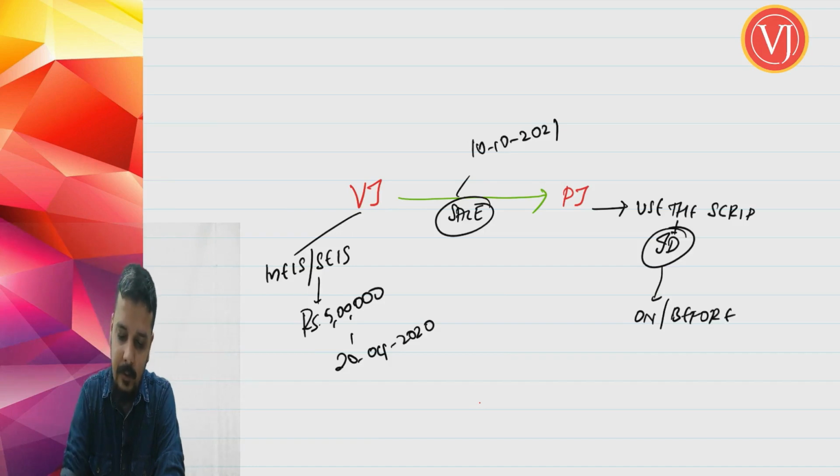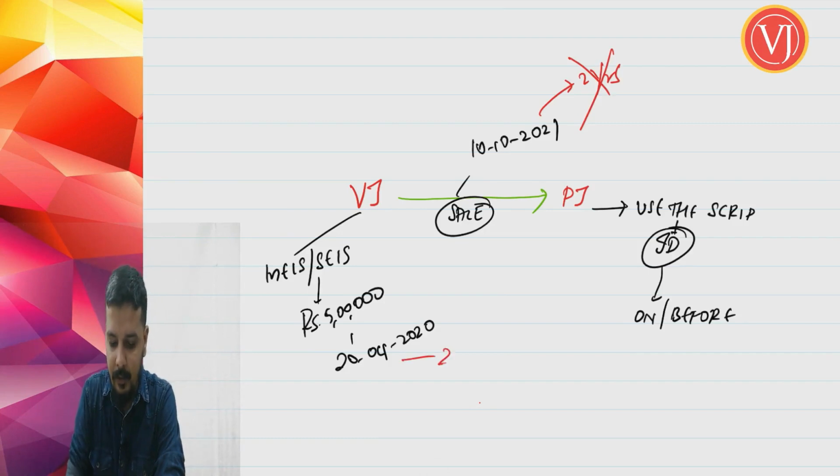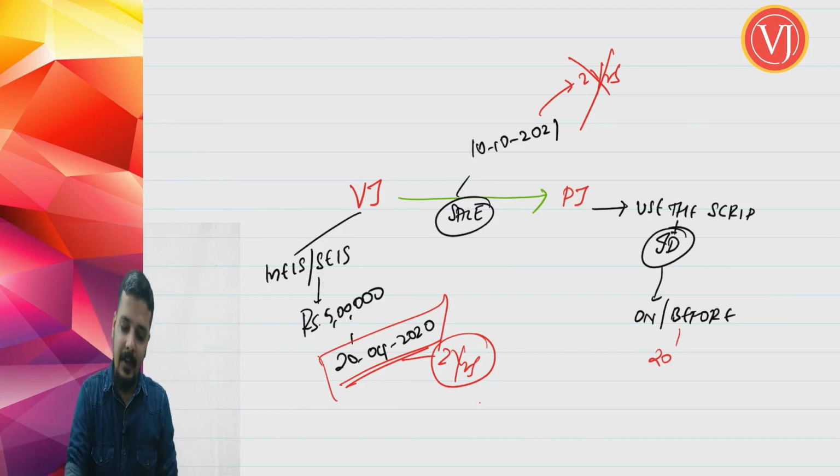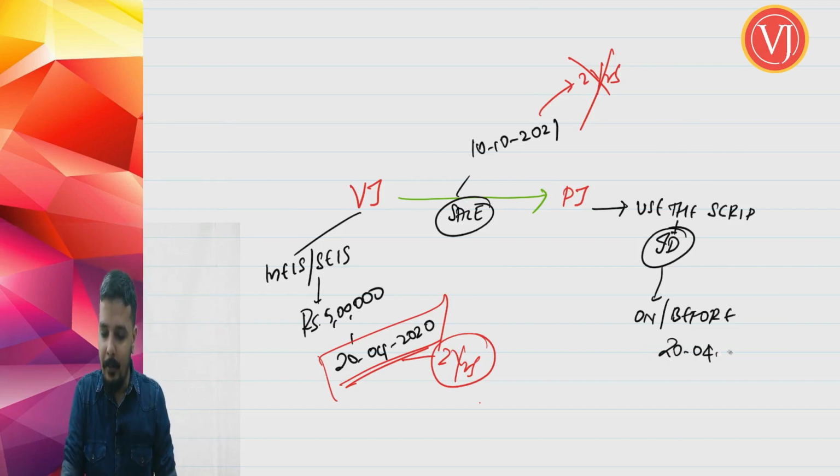Now the other person should also use the script on or before a certain date. These 2 years will not start from the date of sale. These 2 years will always start from the date of issuance of script. So these 2 years will start when the script was issued to me, on 20th of April 2020. Even though I am not using it, I am selling and the other person is using it, the other person should use the script on or before 20th of April 2022, 24 months.